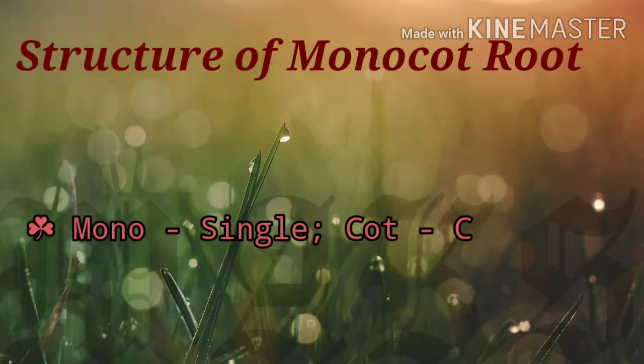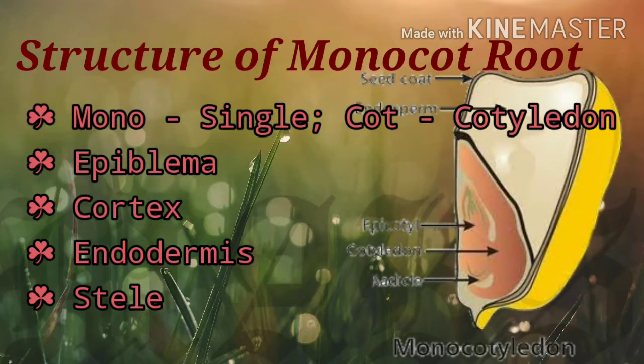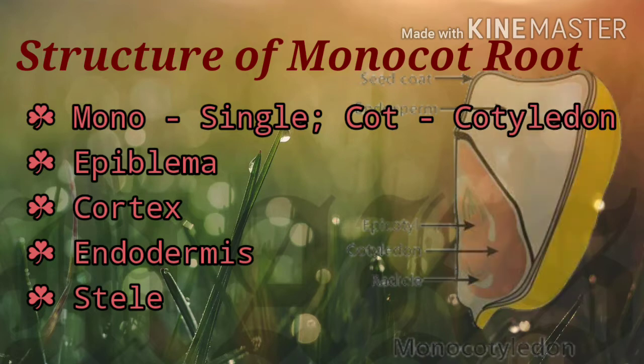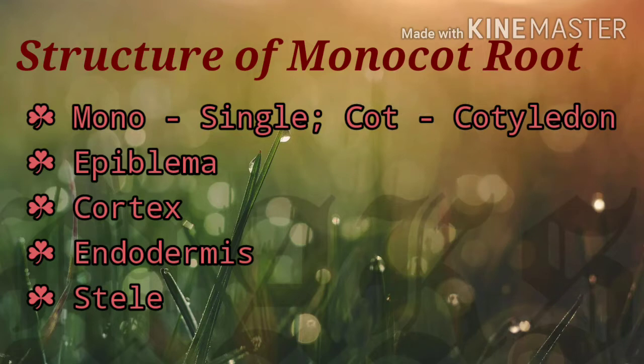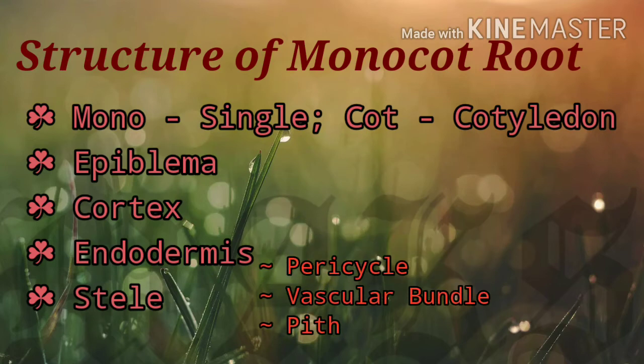Before going into the structure of monocot root, we will know what monocot means. A seed with a single cotyledon is called a monocotyledon. The structure of monocot root bears the characteristics which are epiblemma, cortex, endodermis, and stele. Stele constitutes three tissues: pericycle, vascular bundle, and pith.